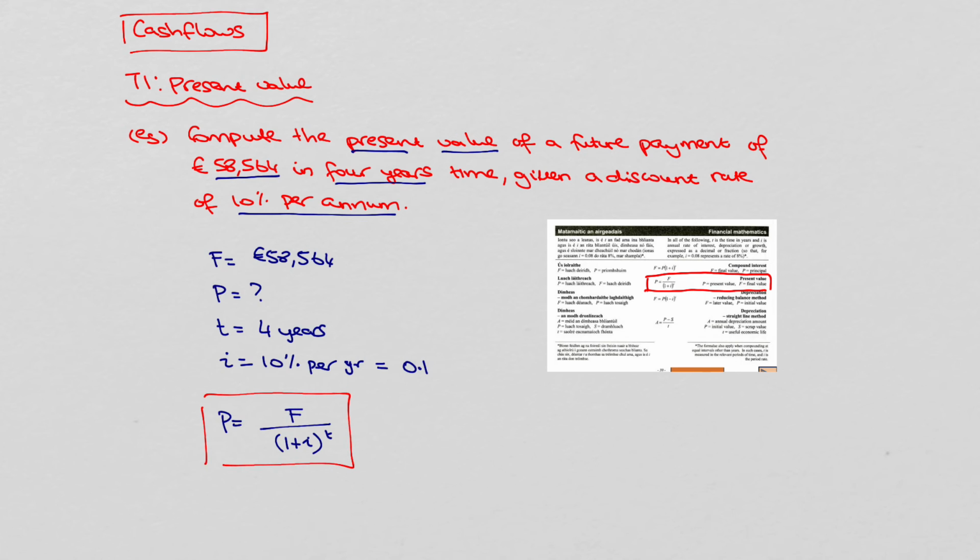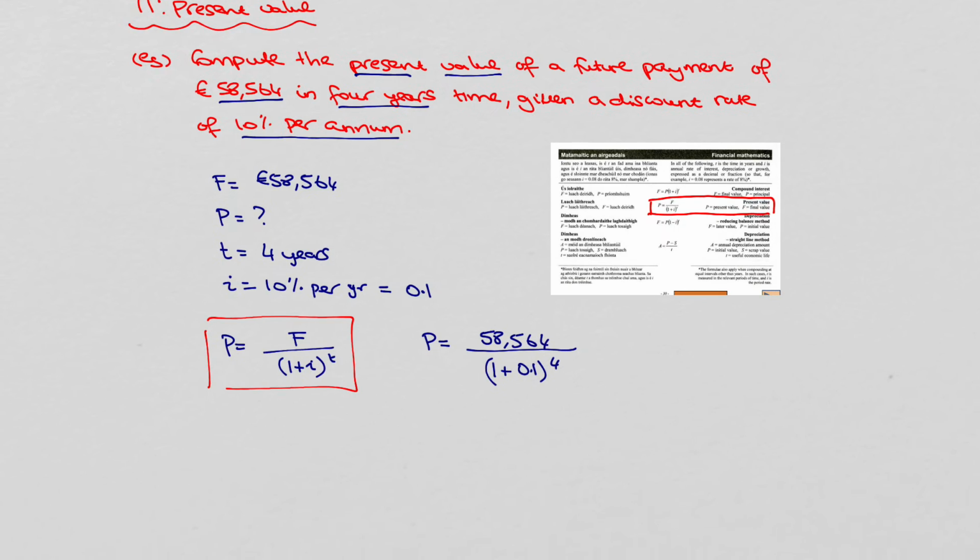So to find the present value of 58,564, all we need to do is work out what it is if we discount it back 4 years. So we sub in for F, sub in for I, and sub in for T. So if we put that into our calculator, what we end up with then is 40,000 exactly.